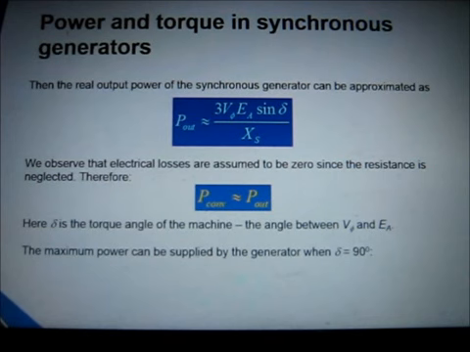We observe the electrical losses are assumed to be 0 since the resistance is neglected, and in this case P conversion equals P output. Here delta is the torque angle of the machine, which is the angle between V phi and EA. Now we have to remember that whenever this torque angle is equal to 90 degrees, we get the maximum power supplied by the generator. So for the maximum power supplied by the generator, we need this torque angle to be 90 degrees.